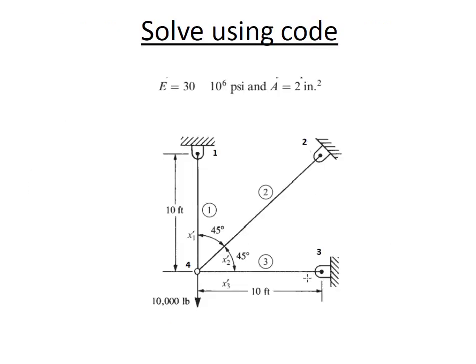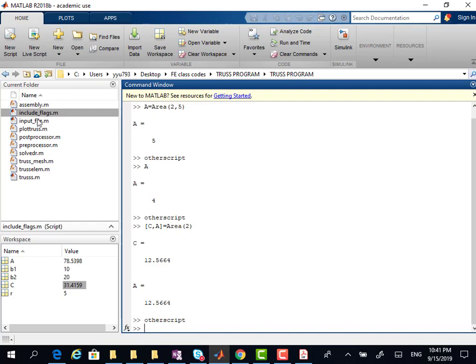This is the problem under consideration. In this case, the elastic modulus is 30 times 10 to the 6 psi. The cross-sectional area is 2, and this is the truss in consideration. You have 4 nodes and 3 elements. Let's modify the code. In order to modify the code, the only thing that you need to change is the input file, because the other routines are only there to solve the problem, and the solution approach is the same. So let's open the input file.